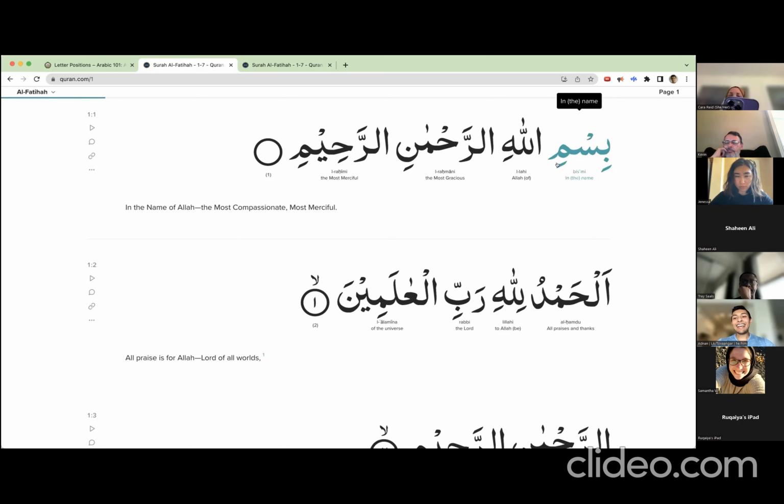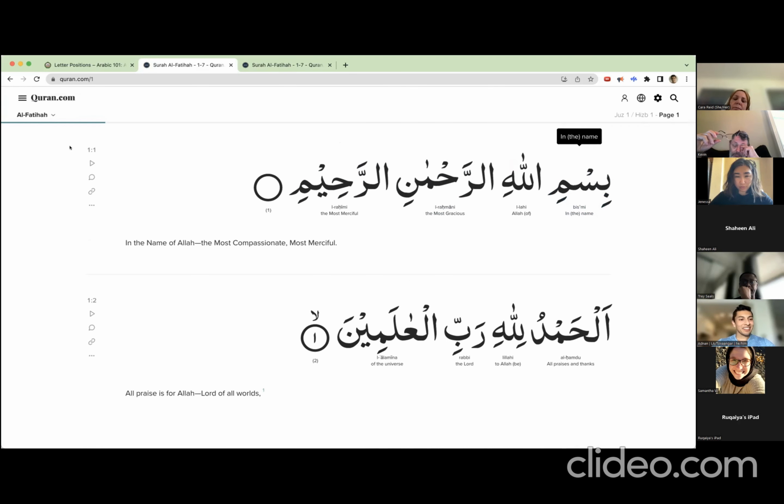But the I case, what we call the genitive, is attached to words if they're the object of a preposition. So every time you have a preposition, if it's a singular word, you'll have the ending I, with this I sound. Any questions there? So you have bismi, all right? Unfortunately, I can't see everyone. So if anyone has questions, just shout it out.